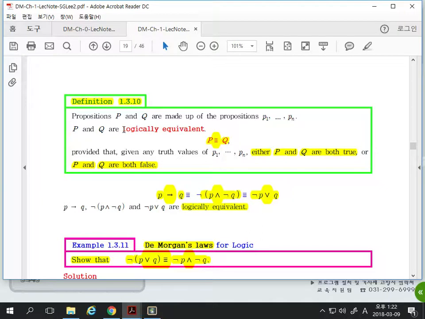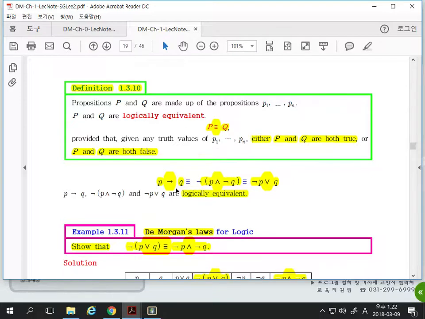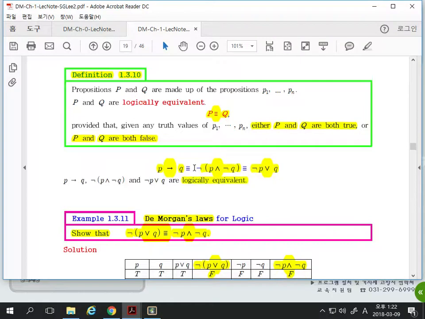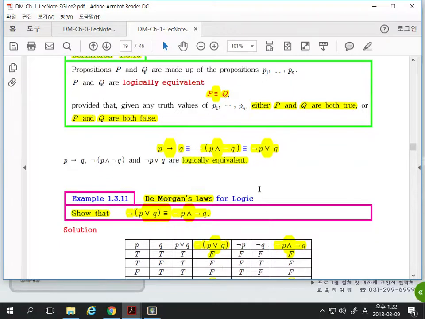Here, now we give a rigorous definition of logically equivalent. Propositions P and Q are made of the propositions p_i, and P, Q are called logically equivalent if, given any truth values of the p_i, either P and Q are both true or P and Q are both false. Then we call P and Q logically equivalent propositions. Like this, these three are all logically equivalent because they have the same truth values.